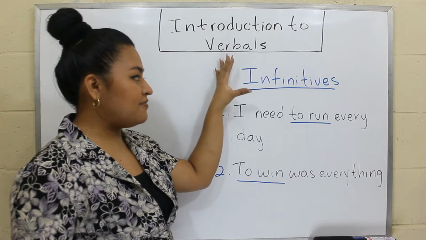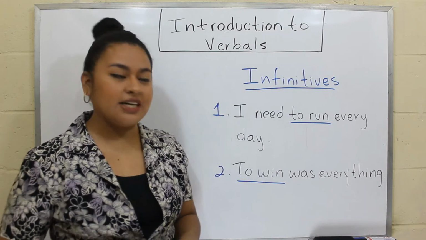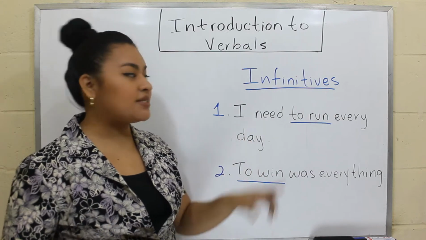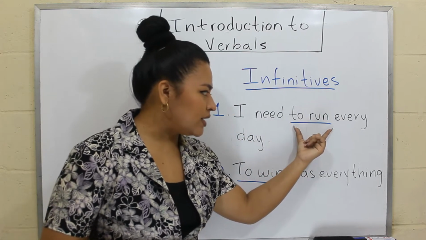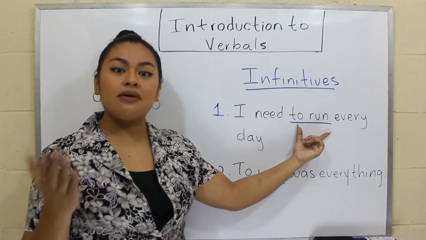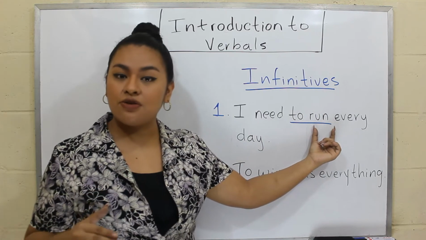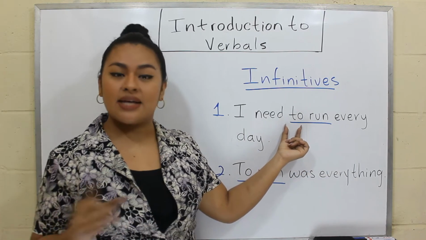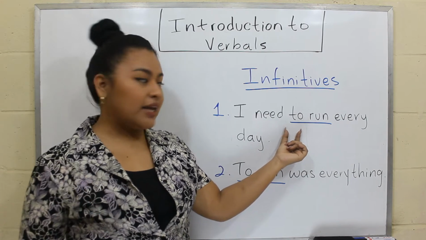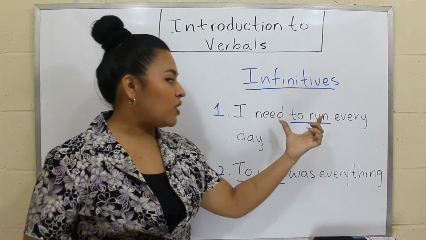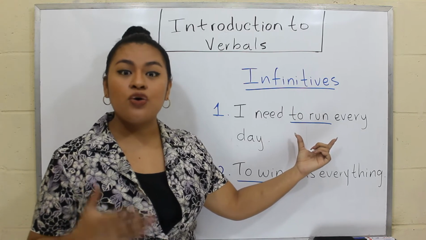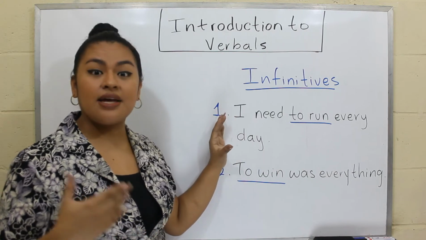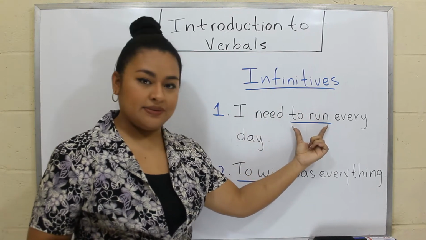Here we have infinitives. Let's see the first sentence. I need to run every day. In this sentence, the infinitive is to run. Typically, infinitives are made of the verb in the base form and the word to. In this case, to is not a preposition. It is a sign of the infinitive. So when we have these 2 words together, we say that we have an infinitive. So as I said, in this sentence, the infinitive is to run.